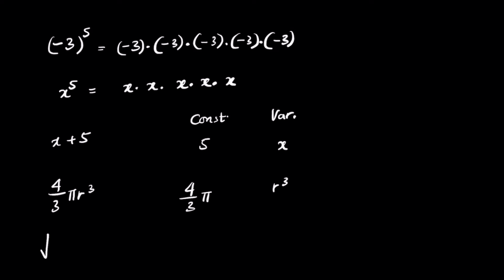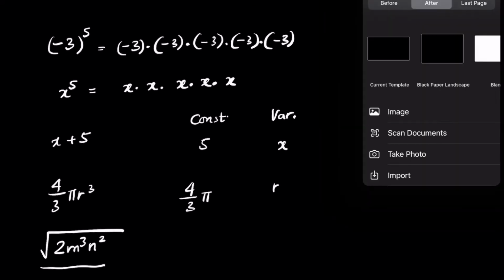Now in the same way, let's try square root of 2 m cube n square. So in this, write down what is the variable and what are the constants. Here you don't need to write the actual r cube, you can just write r. So in the same way, try this problem. Pause the video right here, and for this one try to write down which are the constants and which are the variables. So let's continue.